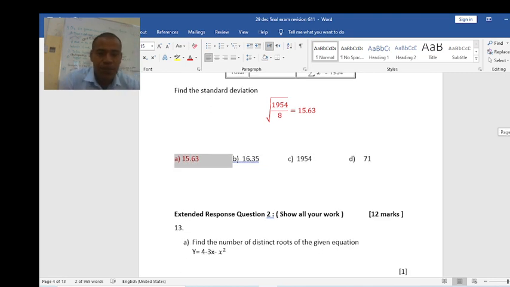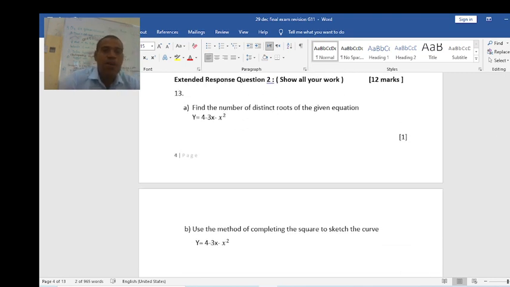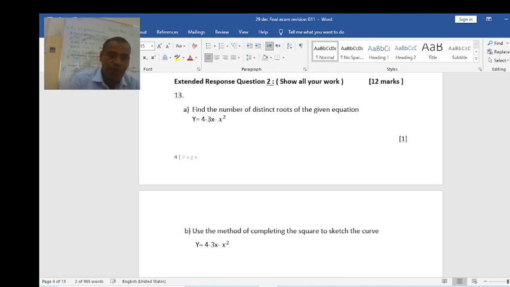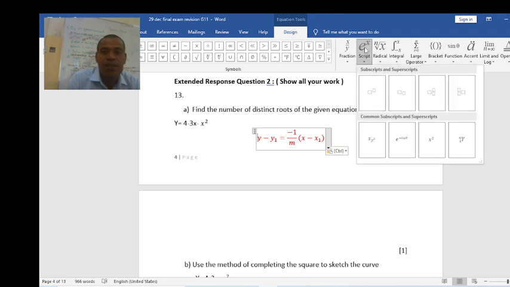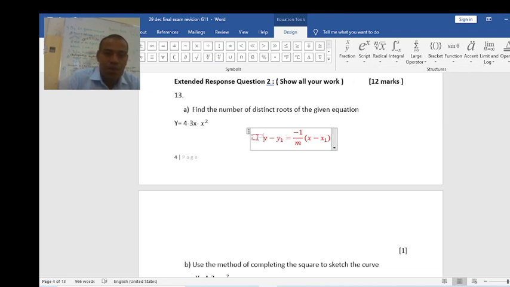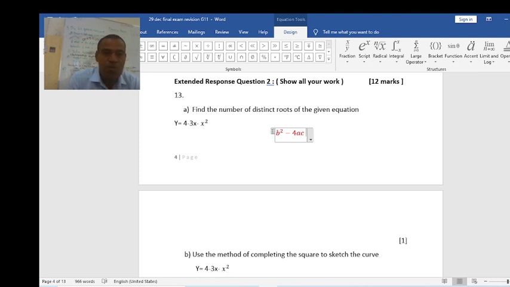For the second question, find the number of distinct roots of the given equation. This one you will use delta, which is b squared minus 4ac. This one, my learners, maybe it will be equal to 0, maybe it will be less than 0, or more than 0.